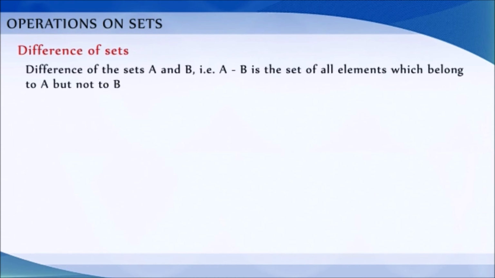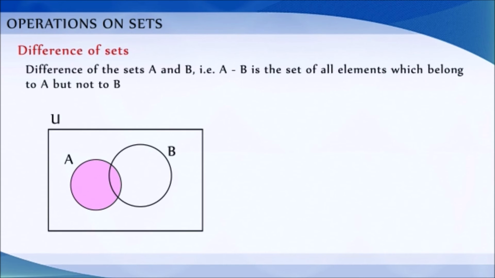The difference of the sets A and B, that is A − B, is the set of all elements which belong to A but not to B.